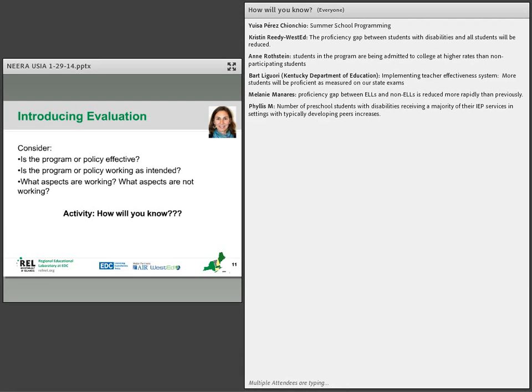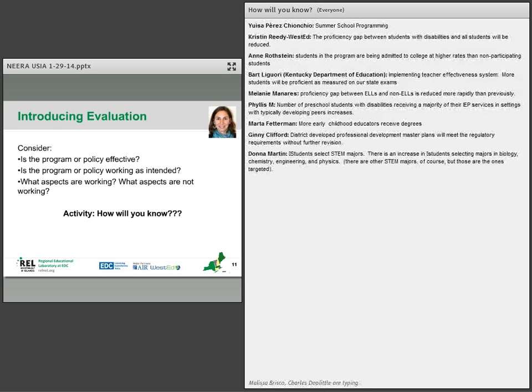Here's one about implementation of a teacher effectiveness system, where how you would know you're being successful is students will be proficient as measured on state exams, so more students becoming proficient. That's an interesting one that we think about a lot in terms of the links between educator effectiveness and outcomes for students, and that would be a long-term piece of evidence that you're being successful. We've got several more here. I'll just point to a few more.